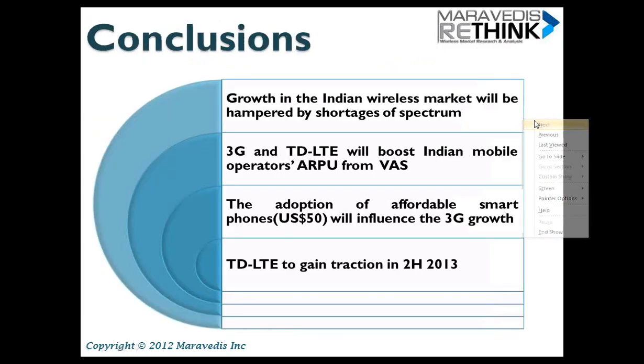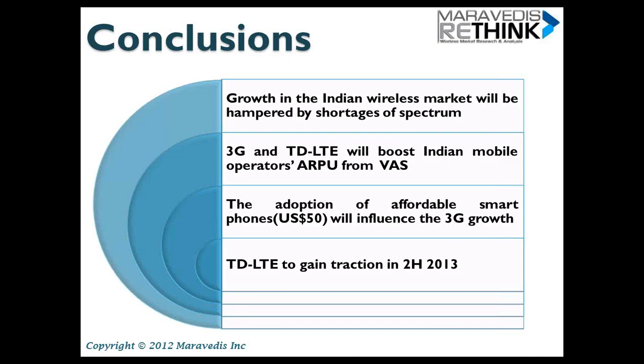Now this brings me to my final slide. In this, I'll summarize what I have mentioned so far. As I mentioned in the earlier slides, the growth in Indian wireless market will be hampered by shortages of spectrum in several areas. The limited 3G spectrum availability, which is 5 MHz for data downloads, will add to subscriber woes once 3G services gain traction.